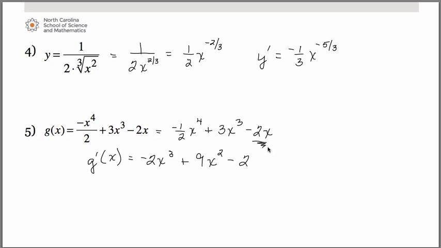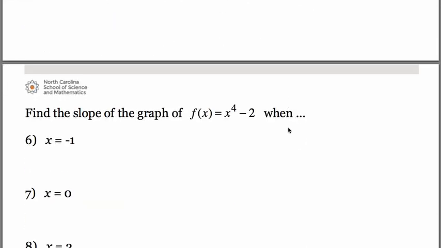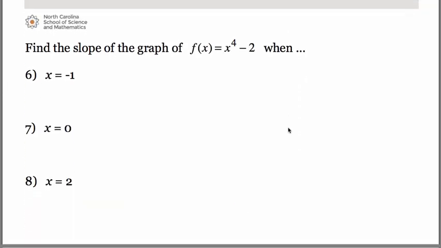Let's look at a couple of other examples. Now this might be a problem in which you would have used the second limit definition of the derivative, because we have an equation, x to the fourth minus 2, and we are asked to find the slope, the derivative, at specified x values. So this would have been a good candidate for the second limit definition of the derivative. But let's try using the power rule. We will want to go ahead and find your derivative first, so let's do that.